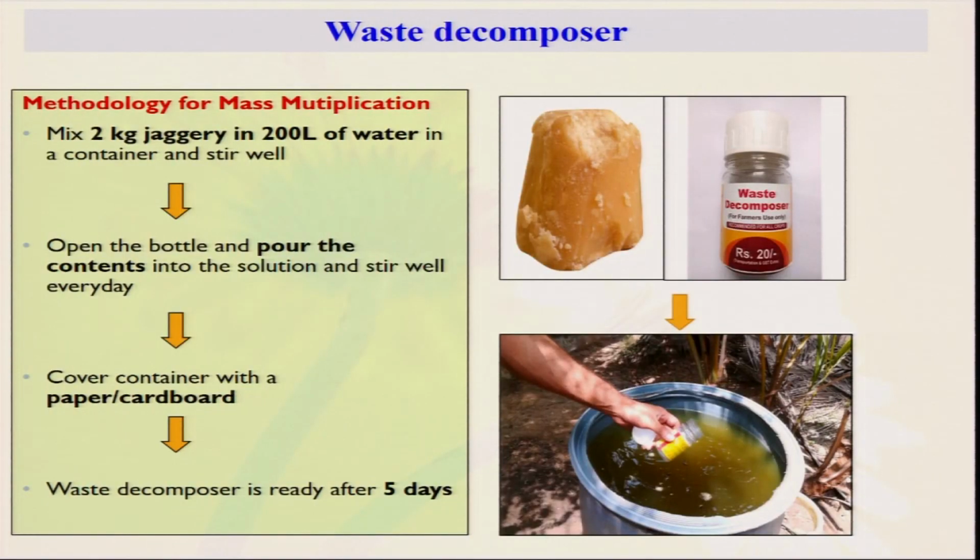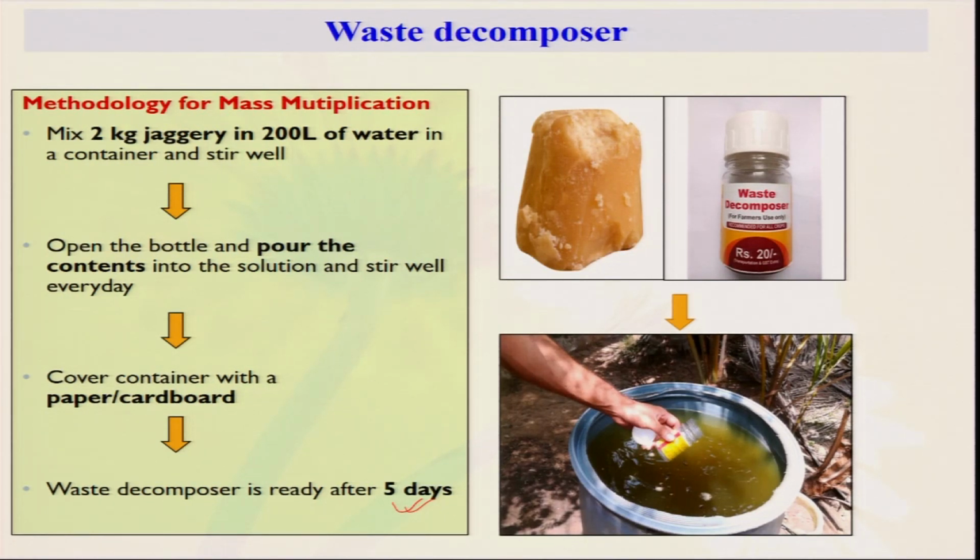So, what is the process of multiplication? Mix 2 kilo jaggery along with 100 liter of water, open the bottle and put it in the solution, and also cover the container. The waste decomposer is ready after 5 days. After 5 days, whatever microbial consortia are present in the waste decomposer will multiply while feeding on the jaggery.